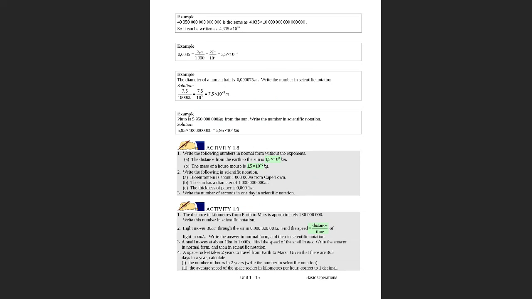It says that the first one says that the distance in kilometers from Earth to Mars is approximately 230 million. Write this in scientific notation. The comma is here, so we go 1, 2, 3, 4, 5, 6, 7, 8. So it will be 2,3 times 10 to the power 8. Then we write it in scientific notation.